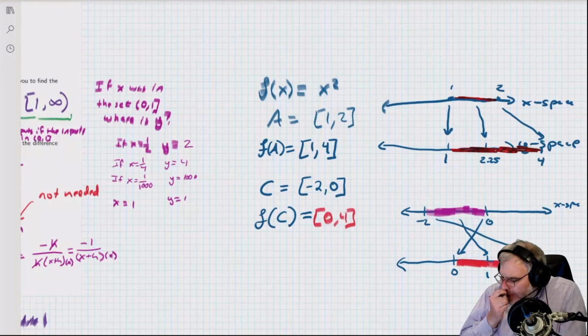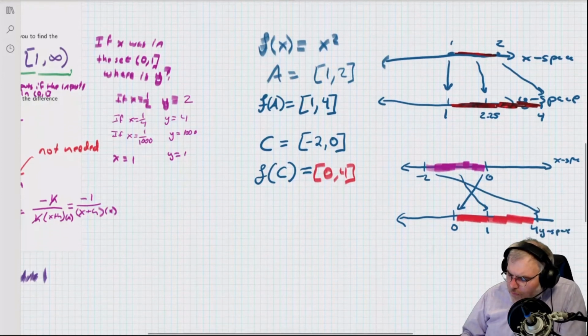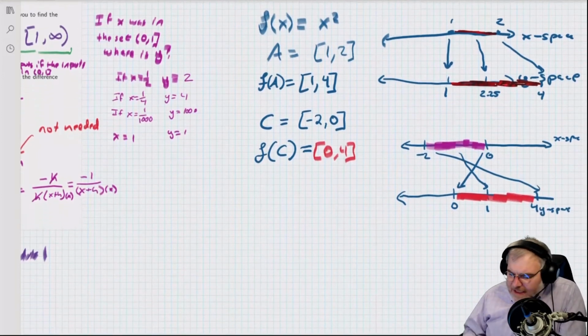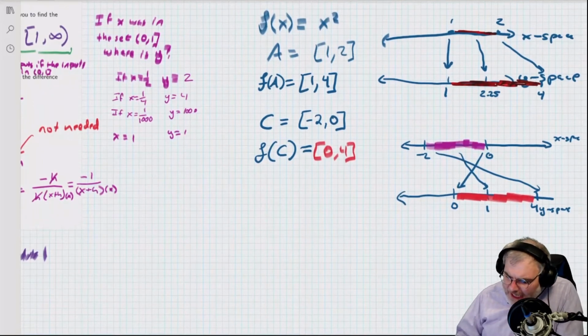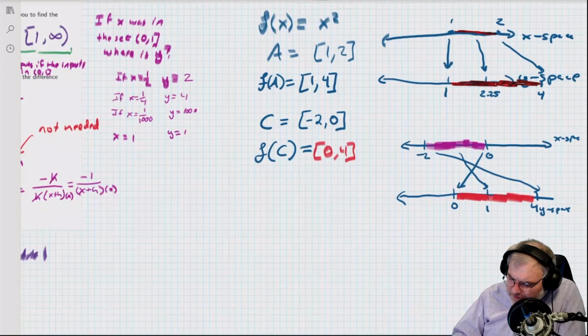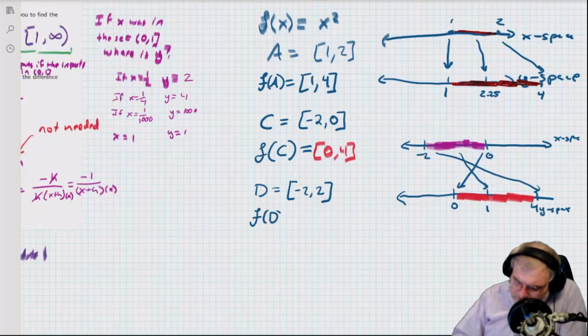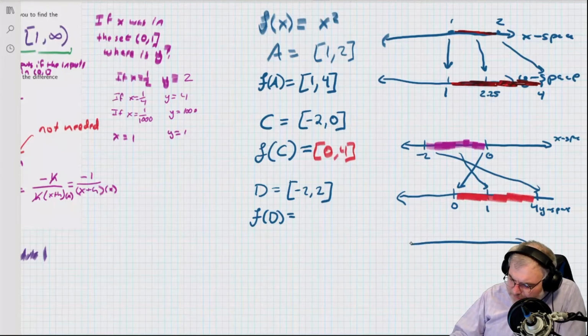Later in calculus, we're going to actually use this to find things like images. Because one of the questions we're going to have is this: what happens if D equals -2 to 2? And we're going to ask ourselves questions like, what is f of D? So what is the image of this? And it's not going to be as simple as just picking off the endpoints anymore, is it?